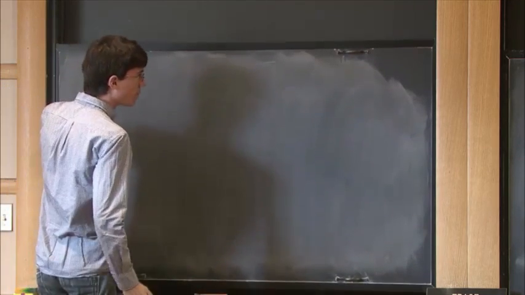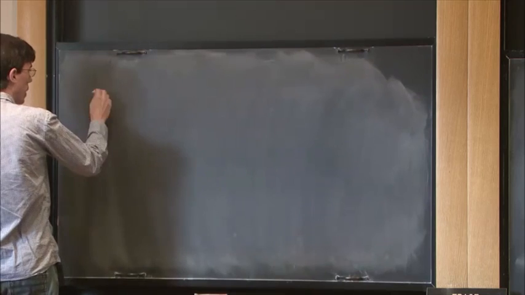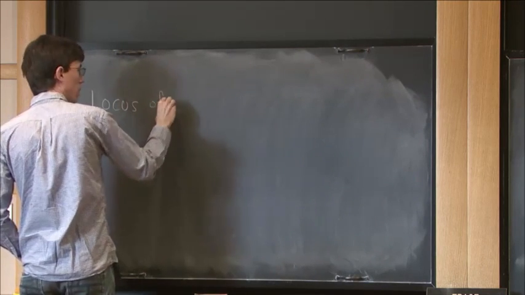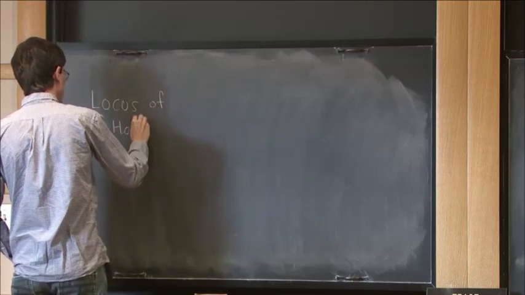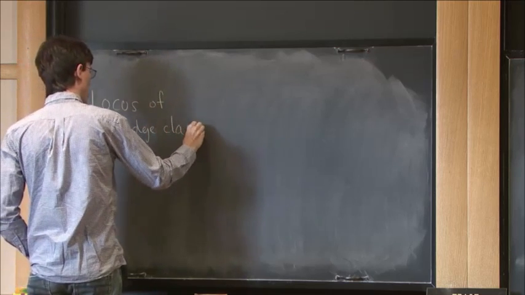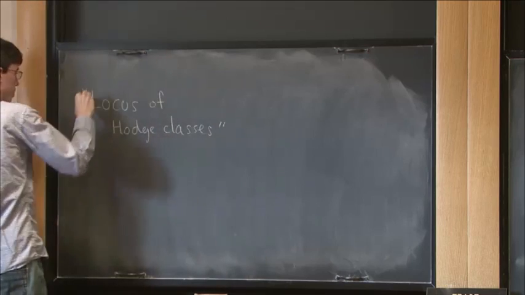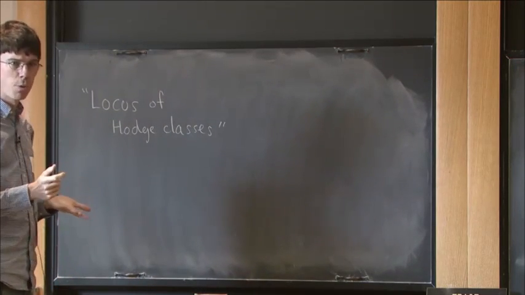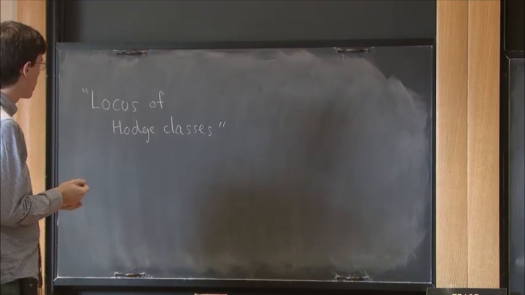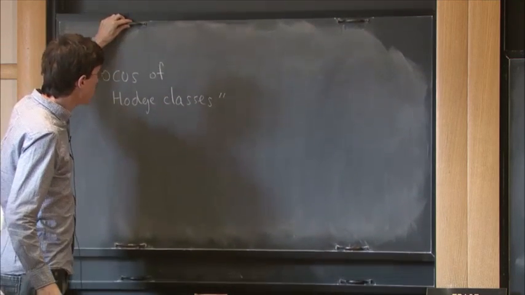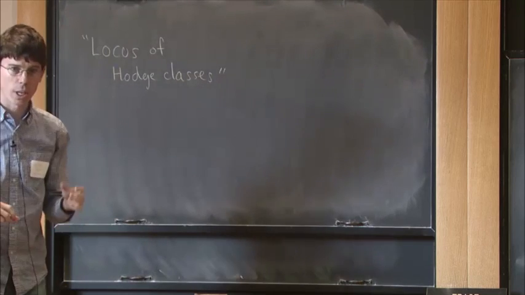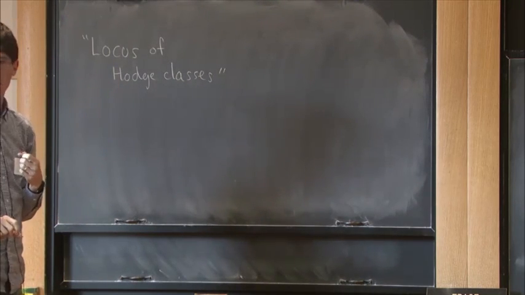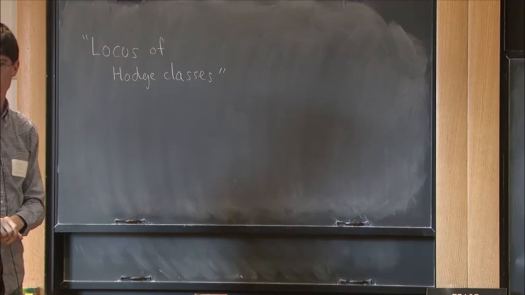before I give an actual introduction. So what I want to do is, you have this locus of Hodge classes. This is a kind of situation where you have a family of smooth projective varieties, or you have a variation of Hodge structure. And then the locus of Hodge classes keeps track of all the Hodge classes in that setting, either in the fibers of the family or abstractly in the variation of Hodge structure.